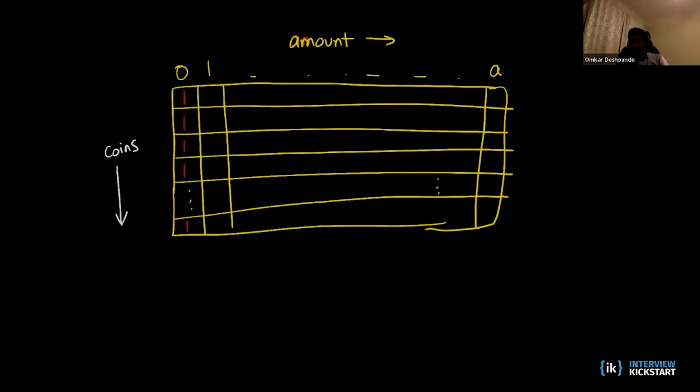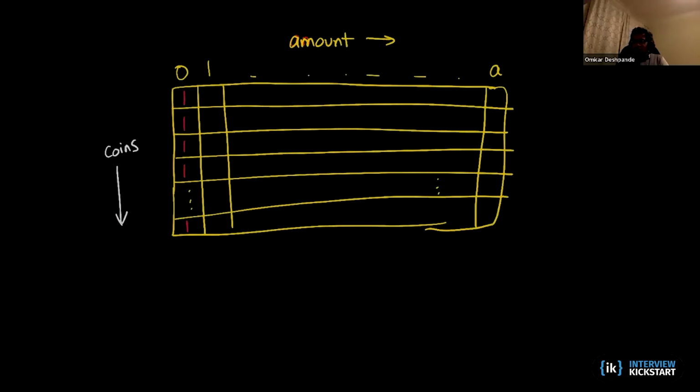Now, what about the top row? The question is, should we treat the top row as corresponding to the leftmost coin, or should we treat the top row as corresponding to no coin? Let's look at both options.